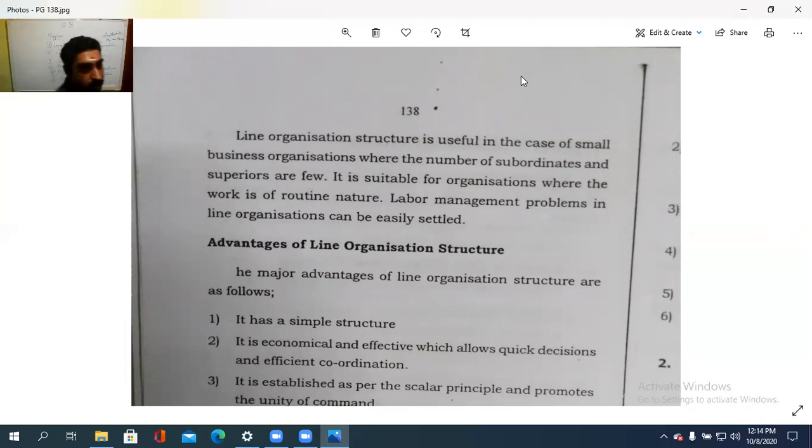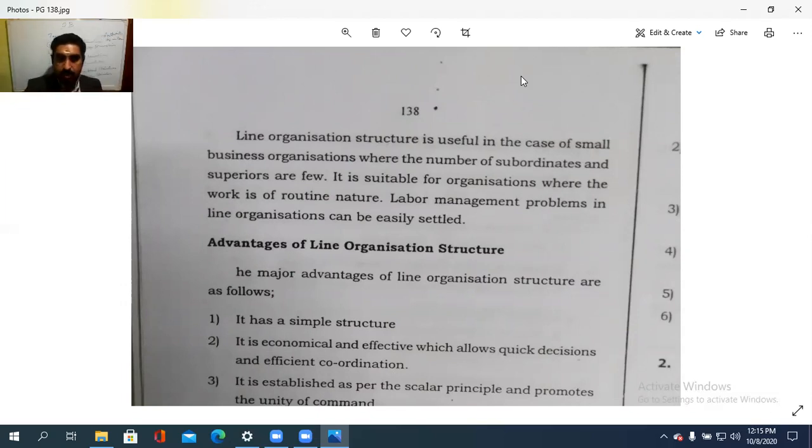It is suitable for organizations where the work is of routine nature, and also labor management problems in line organization can be easily settled because there is the authoritarian relationship. From the top to the next to the next, like that, it will come to the bottom level. So that is the line organization structure. So everything has some merits and demerits. So next we need to see what are the merits with regard to this system.